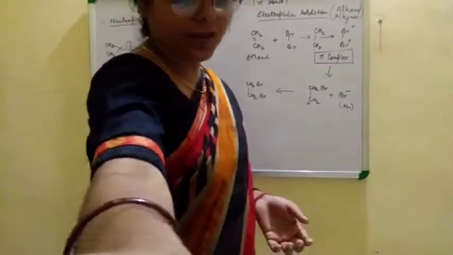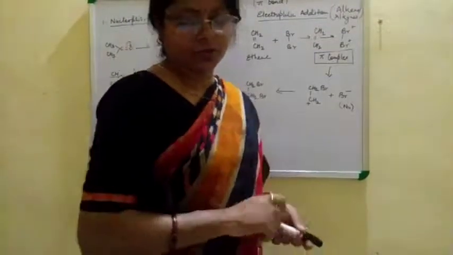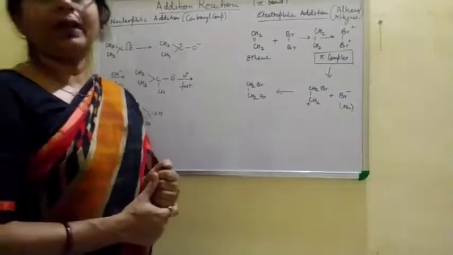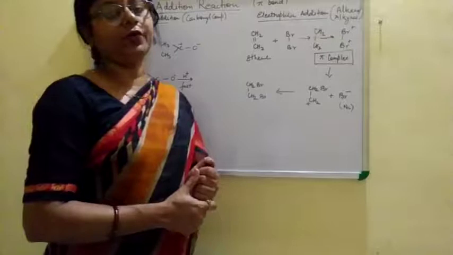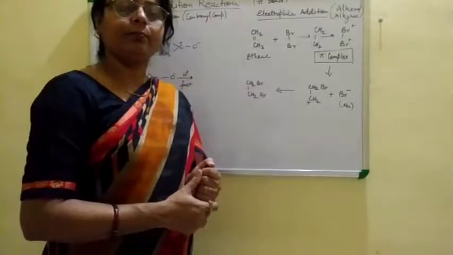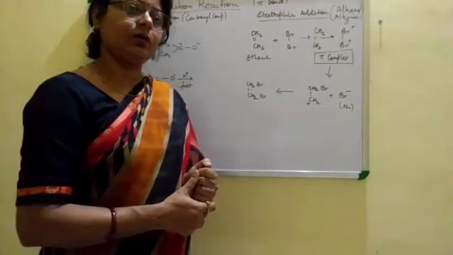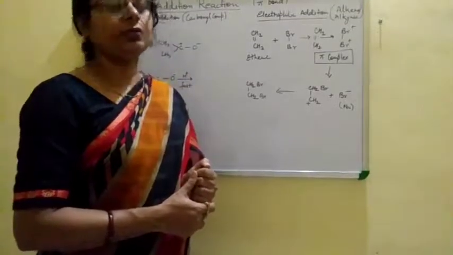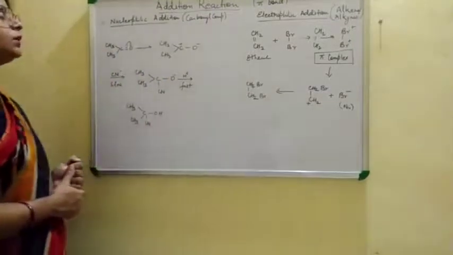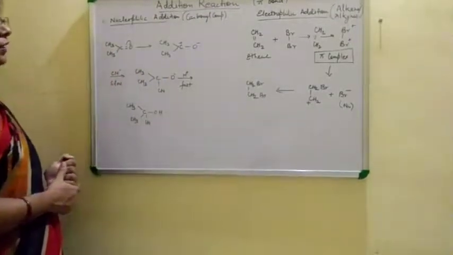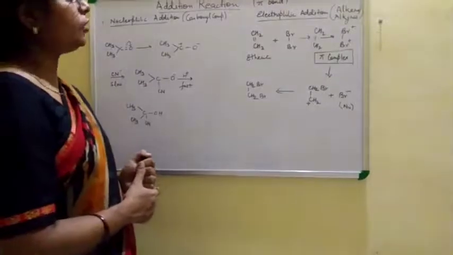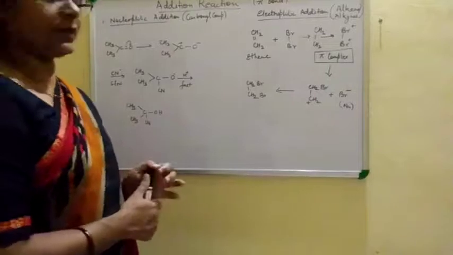Next is addition reactions. Addition reaction is the specialty of the multiple bond, double bond or triple bond, which contain the pi bond, either one or two, as in double bond and triple bond. At that time, nucleophilic addition and electrophilic addition take place, and two types of reaction mechanism take place.